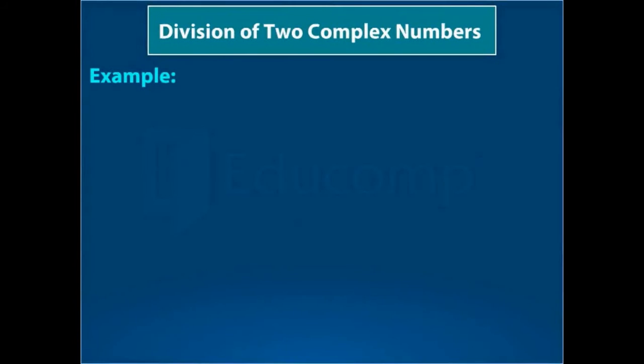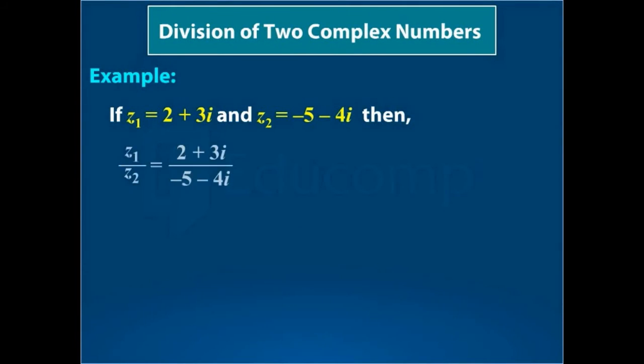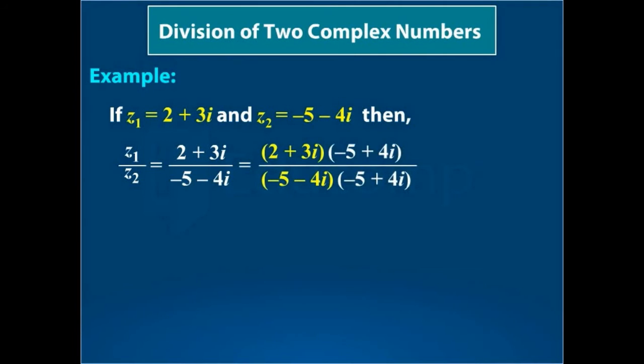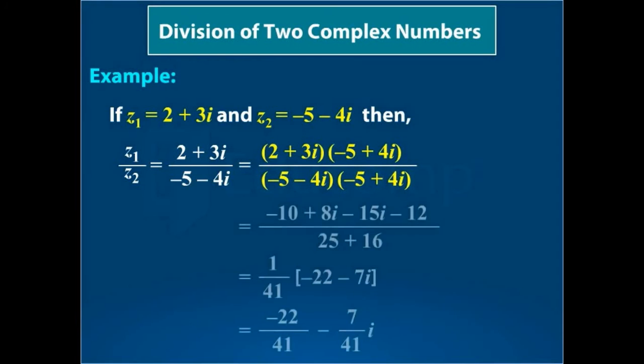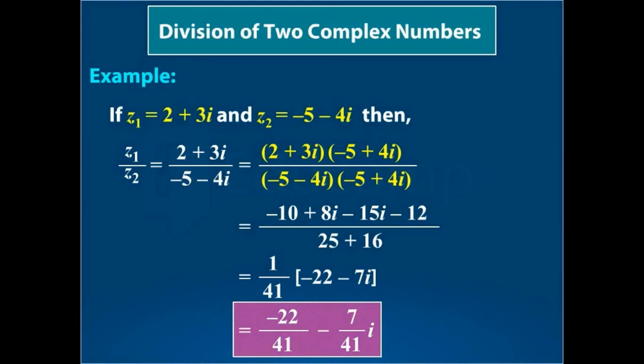For example, if z1 is equal to 2 plus 3i and z2 is equal to minus 5 minus 4i, then z1 over z2 is equal to 2 plus 3i over minus 5 minus 4i. On multiplying the numerator and denominator with minus 5 plus 4i, we get minus 22 over 41 minus 7 over 41i.